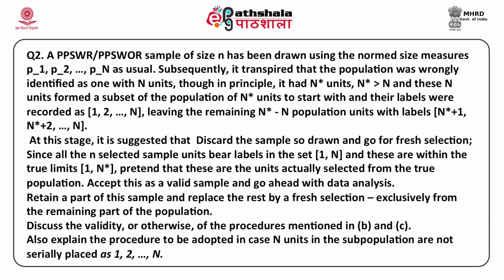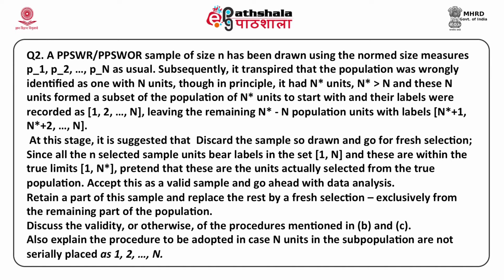At this stage, it is suggested: A, discard the sample so drawn and go for fresh selection. B, since all the n selected sample units bear labels in the set 1 through N, and these are within the true limits 1 through N star, pretend that these are the units actually selected from the true population. Accept this as a valid sample and go ahead with data analysis. C, retain a part of that sample and replace the rest for a fresh selection, exclusively from the remaining part of the population. Discuss the validity or otherwise of the procedures in B and C. Also explain the procedure to be adopted in case capital N units in the subpopulation are not serially placed as 1, 2, and so on to N.